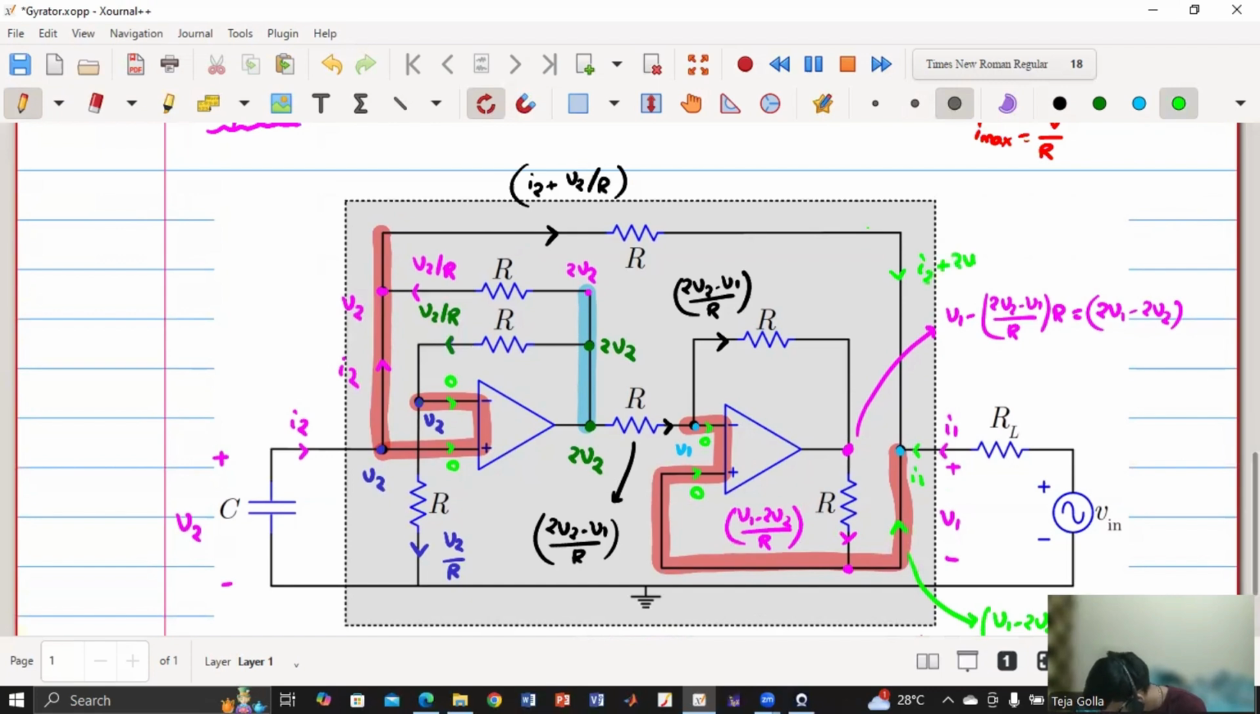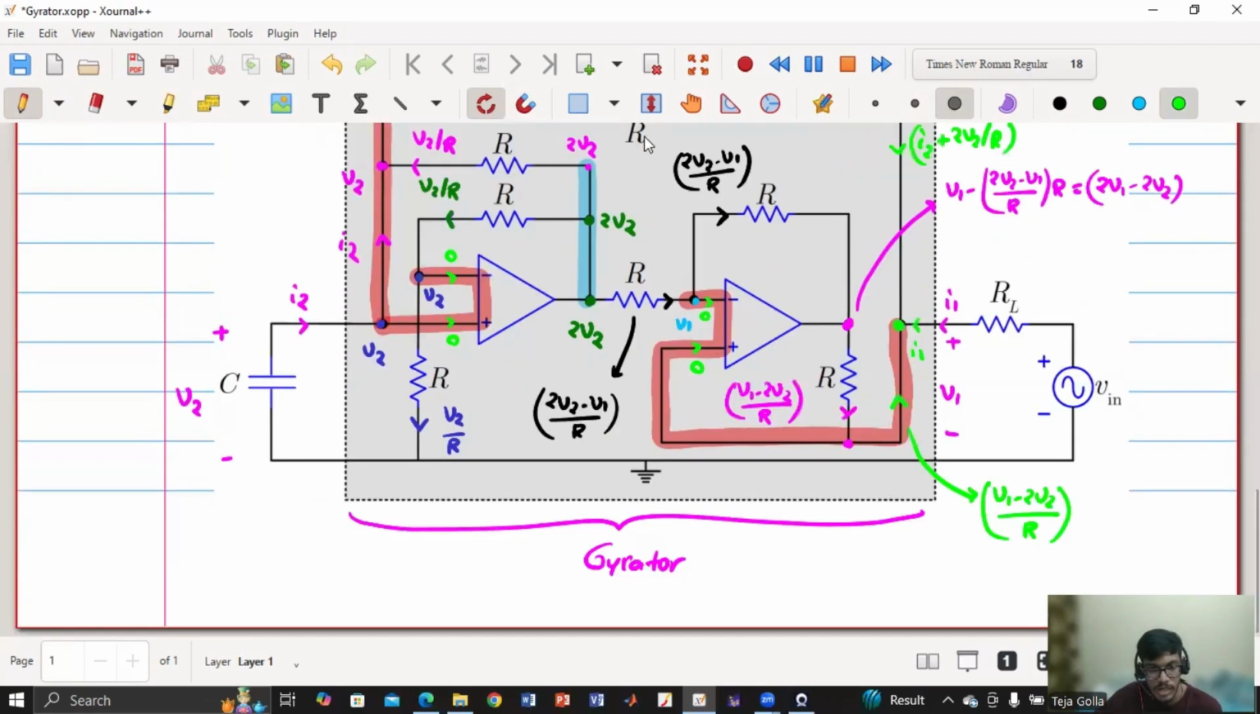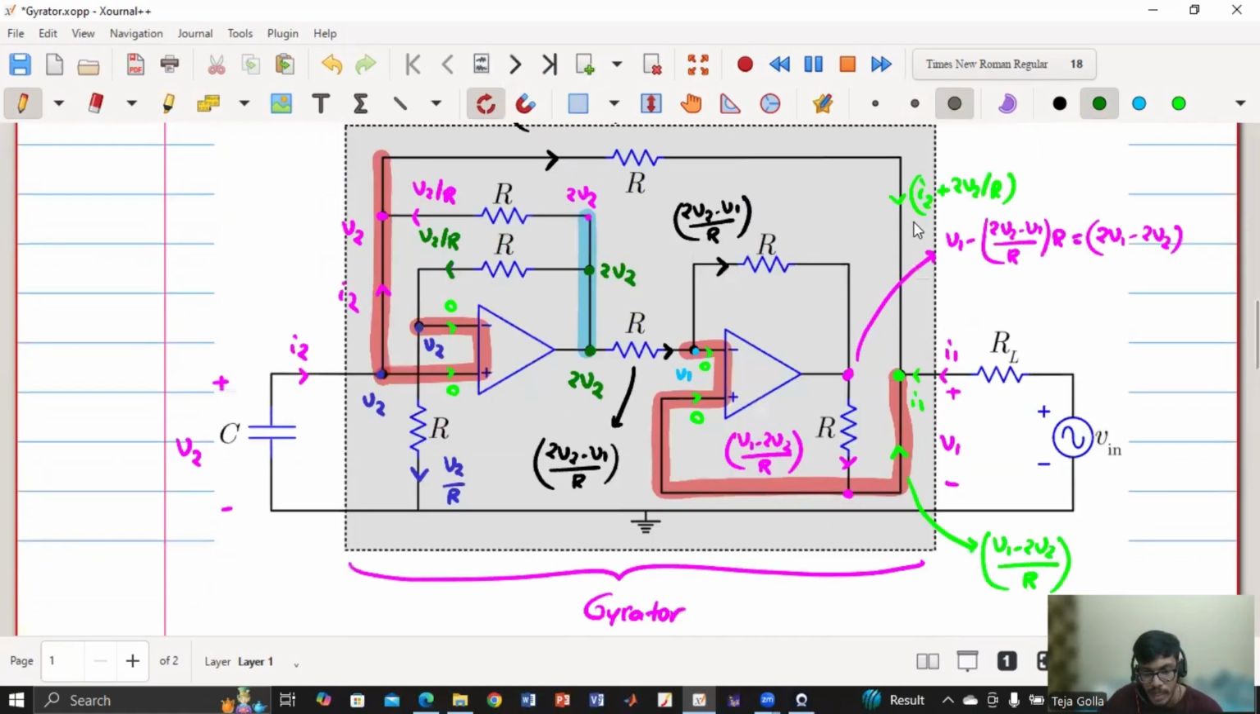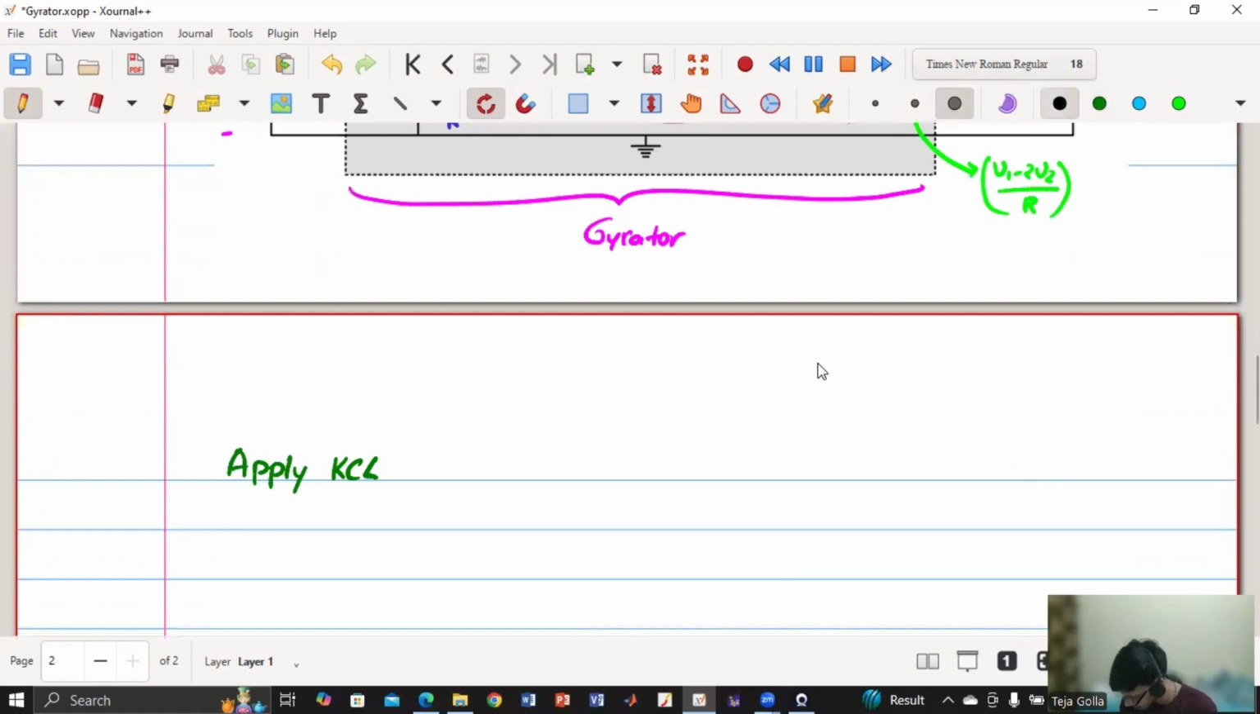plus 2V2 by R. Now if I apply KCL at this terminal, the summation of all these currents will be 0, right? So if we apply KCL, what is coming at that terminal? I2 plus 2V2 by R, plus the current from the bottom, which is V1 minus 2V2 by R.